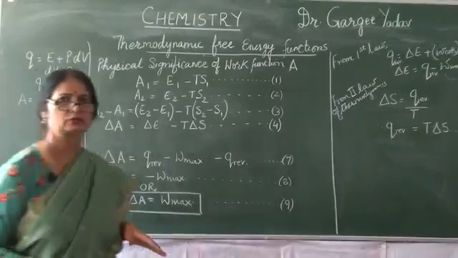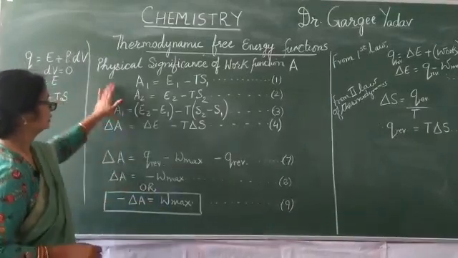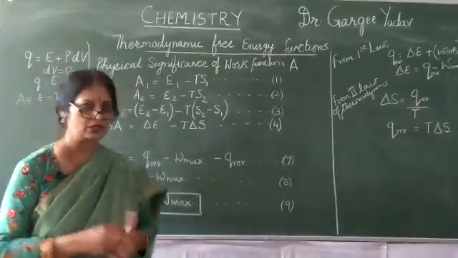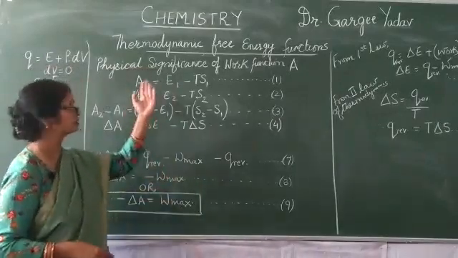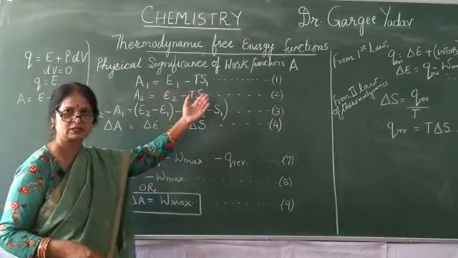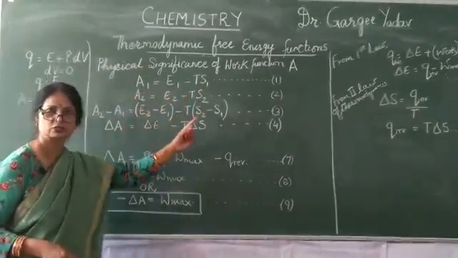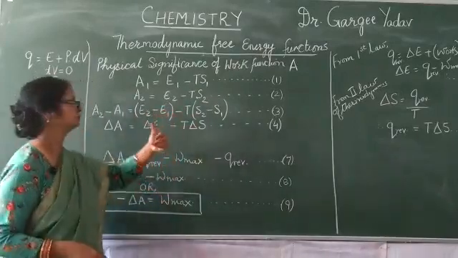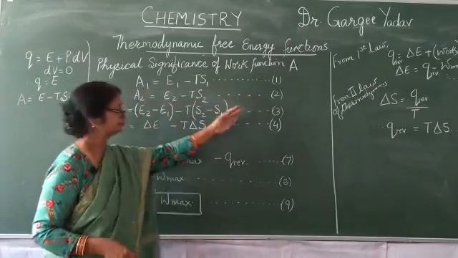So now we come on to the physical significance of this work function A. Suppose we take the initial and the final state. As we all know, it is a state function, and in the initial state, let it be for an isothermal change, A1 is equal to E1 minus TS1. 1 is the initial state, and A2 is equal to E2 minus TS2. By 2 we denote the final state. Let it be equation number 1 and let it be equation number 2.